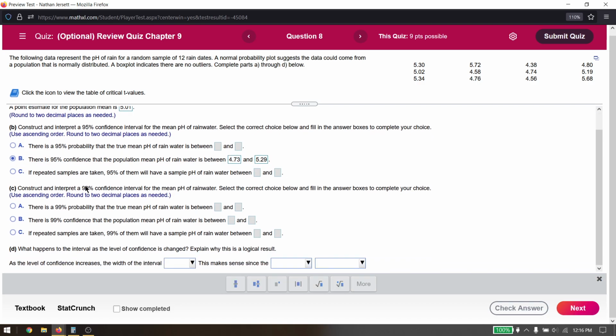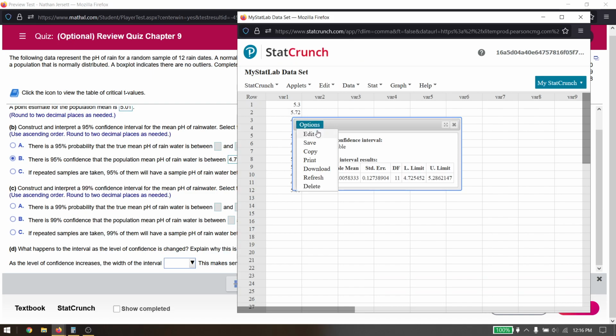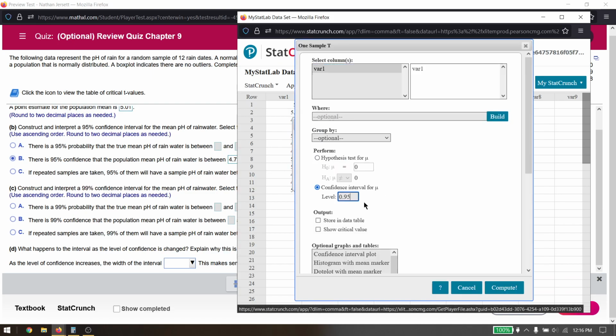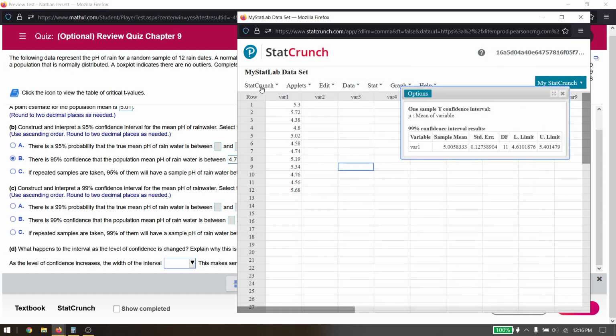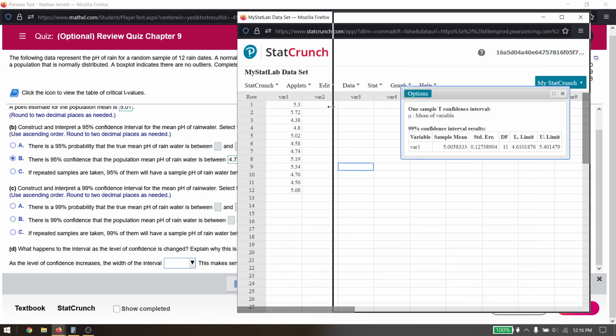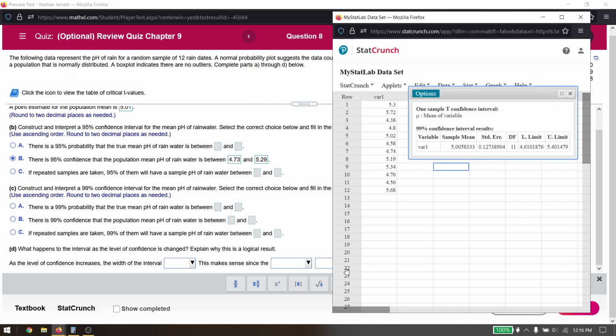For 99%, we can do the same thing again, except now change this to 99. But yeah, if we're more confident, our interval should be larger, which you can see here. The lower bound went down and the upper bound went up. So we have a larger interval.